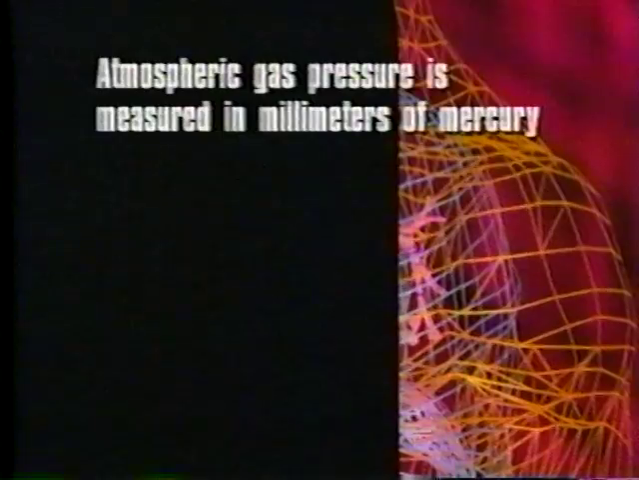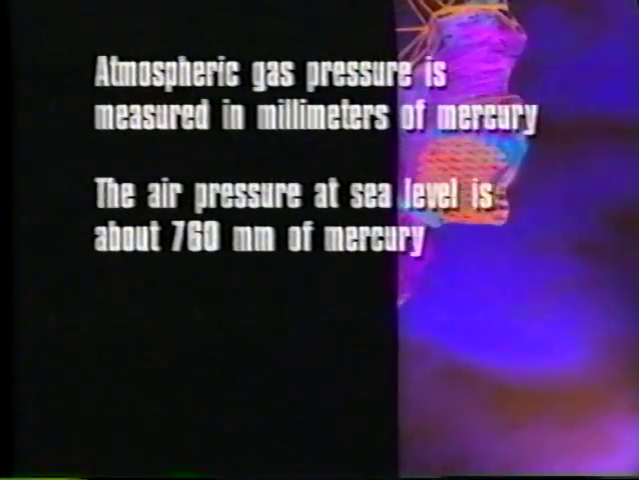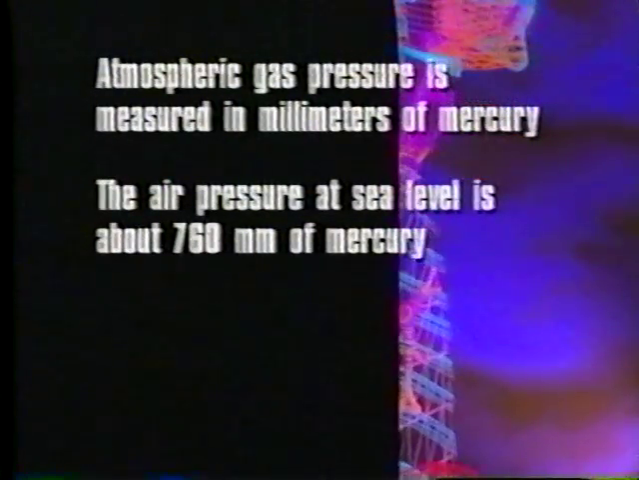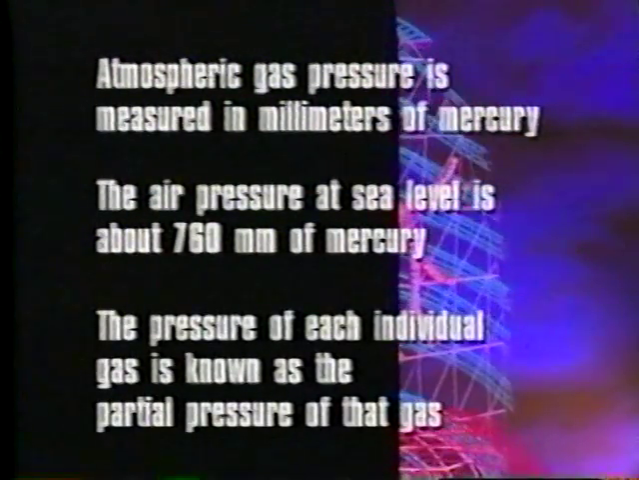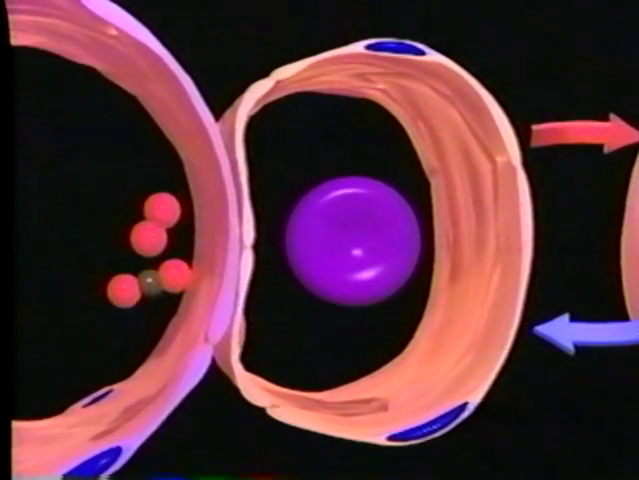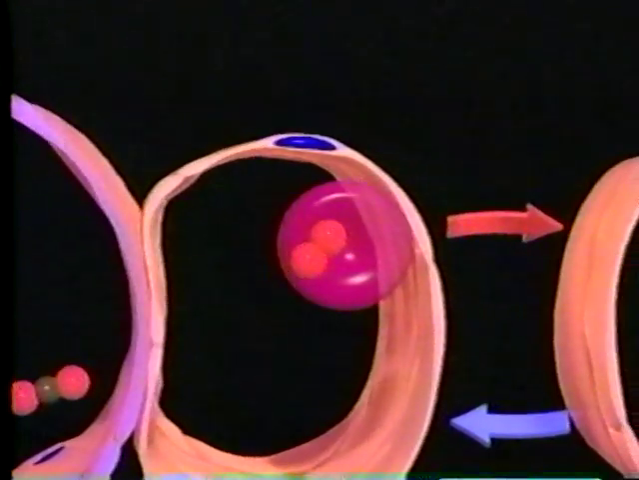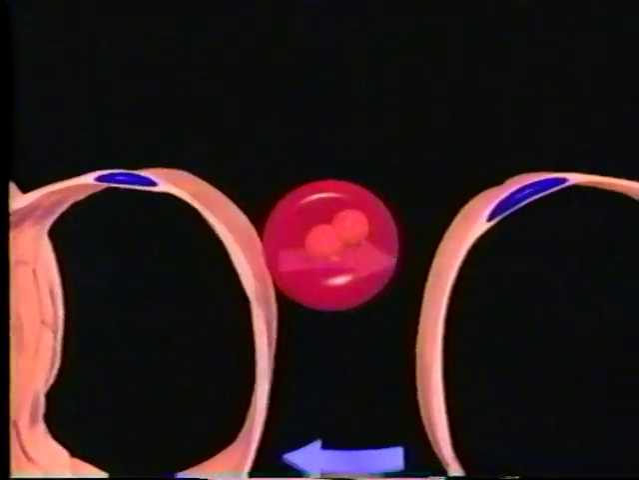Atmospheric gas pressure is measured in millimeters of mercury. The air pressure at sea level is about 760 millimeters of mercury. The pressure of each individual gas is known as the partial pressure of that gas. The partial pressure of an individual gas is important because it determines the rate of diffusion between the alveolar air and the bloodstream. As long as alveolar oxygen partial pressure is higher than the oxygen partial pressure in the blood, oxygen diffuses from the alveoli into the blood.